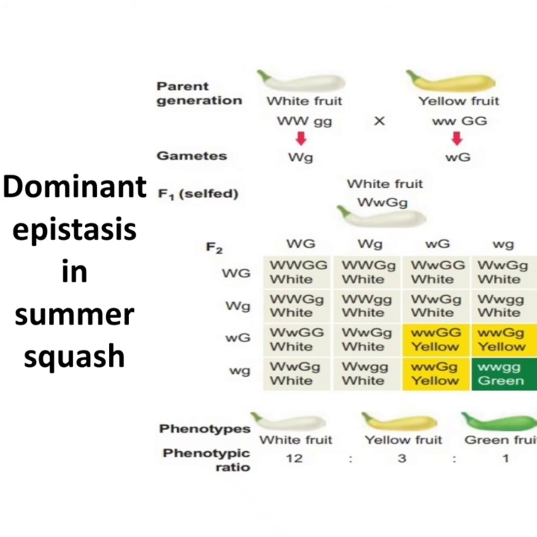When these heterozygotes are selfed in the F2 generation, the gametes produced are capital W capital G, capital W small g, small w capital G, and small w small g. When put in a checkerboard, the number of fruits obtained are white 12, yellow 3, and green 1. The phenotypic ratio obtained is 12:3:1.